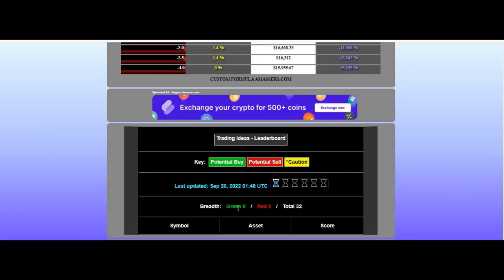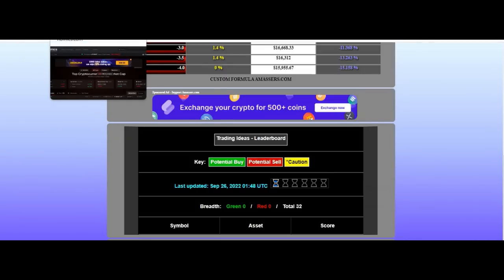That's another approach. Again, this is a trade idea leaderboard, and it's going to put the highest scores at the top and go down from there. So it's not meant to just hand you out signals. It's meant to be a tool to get you an idea of where to start looking on a chart based on statistical data.